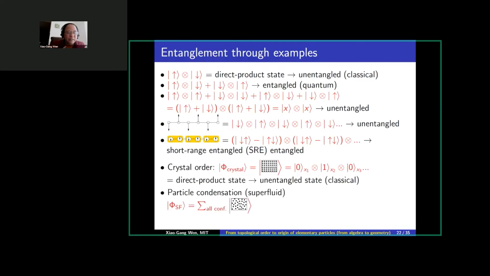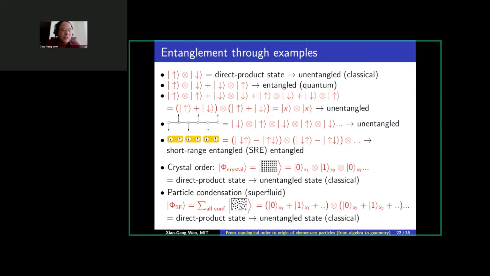And maybe let's say the superfluid order. The superfluid order is a superposition of all the particle positions. That looks entangled, but actually it's not. It can be viewed as a tensor product of a state which on each space point has no particle, superposed with one particle, superposed with two particles. So on every space point we have this kind of superposition state, and their tensor product after expansion gives us the superposition of all particle configurations, and that is a superfluid state. But the superfluid state is actually an unentangled state.